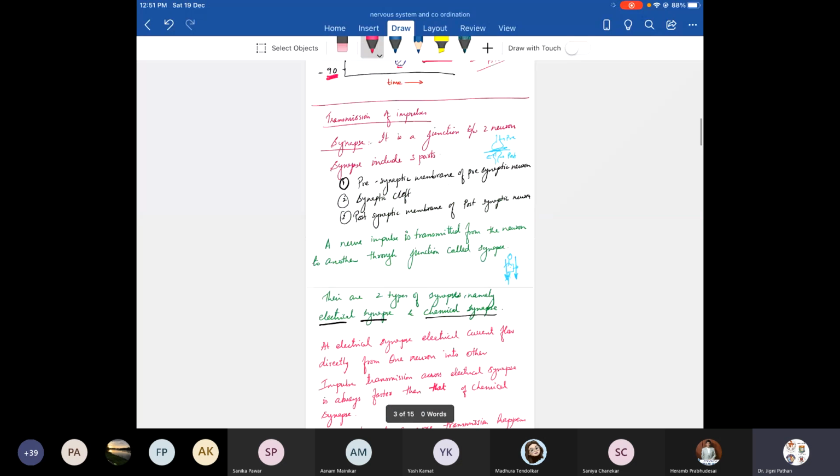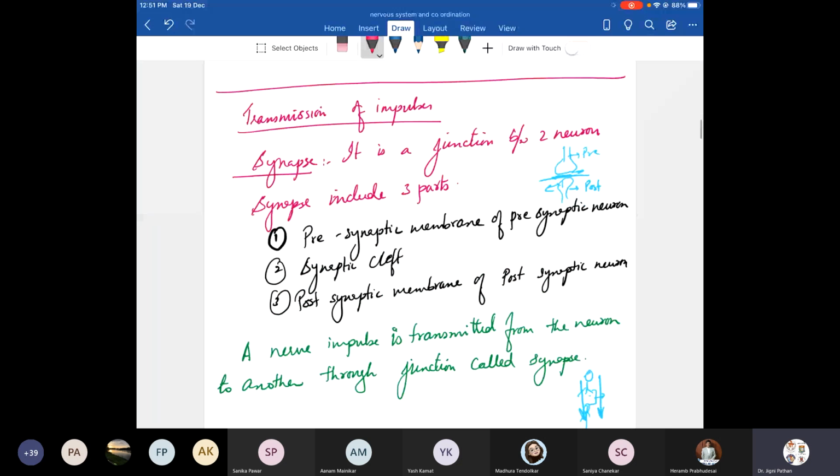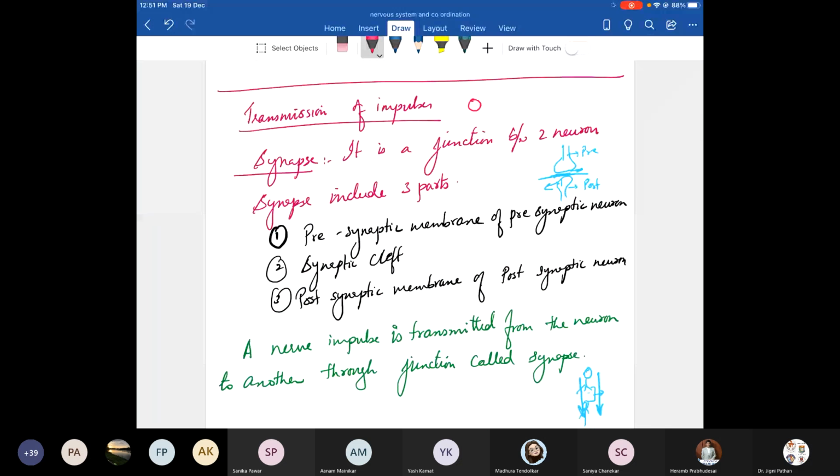Now we know that the impulses are conducting. For example, this is one neuron. So we have studied how the impulses are traveling along the axolemma, right? And here this is another neuron. Now the message which is coming through the axolemma needs to be transferred to the next neuron. How can it happen?